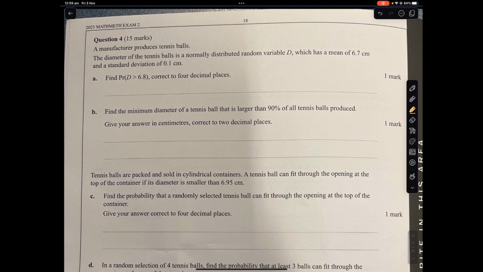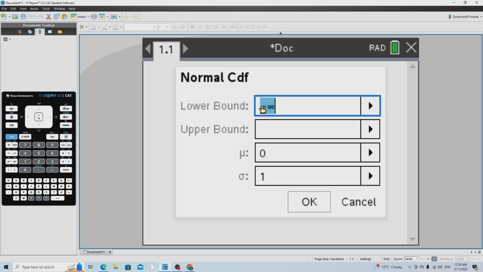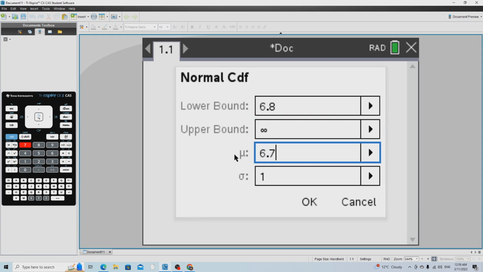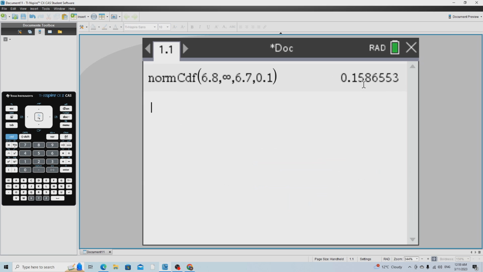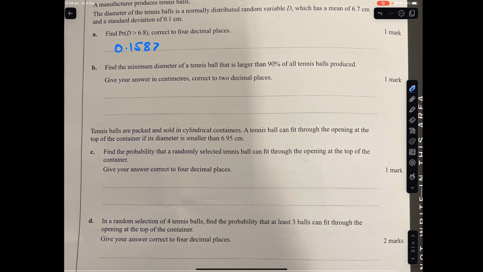Question 4. A manufacturer produces tennis balls. The diameter of a tennis ball is normally distributed with a random variable D, which has a mean and a standard deviation. Find the probability that this. Okay, easy. I love the basics of probability. It starts off basic. So we can go menu, probability distributions, normal CDF. From 6.8 to infinity, our mean is 6.7 and our standard deviation is 0.1. And we get this beautiful value. Let's write that down to four decimal places: 0.1587.